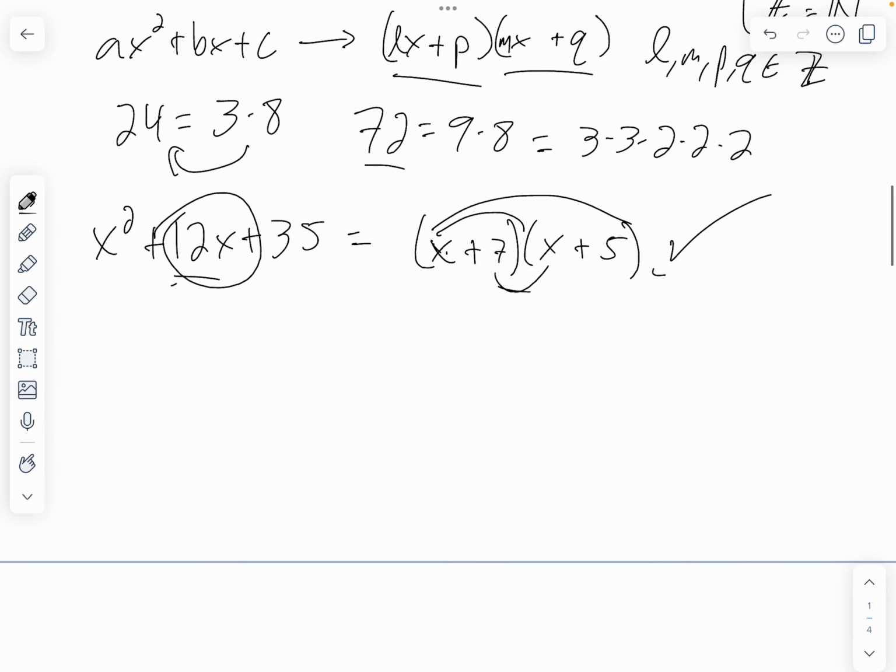Next one, if you want to try it yourself, you can. X squared minus 3x minus 28. It's a little harder, but if you want to pause the video and try it, you can. I'm just going to set up my factors. X squared, x and x. Boom, done. 28. Got some choices here for 28.